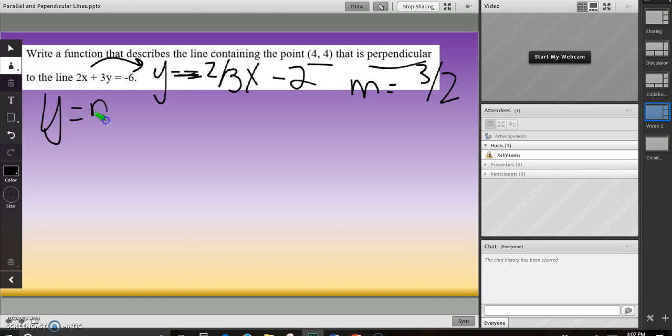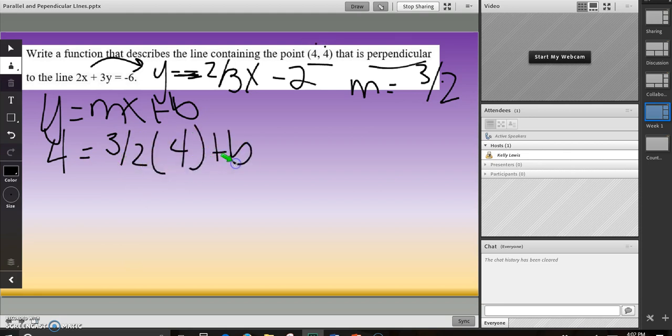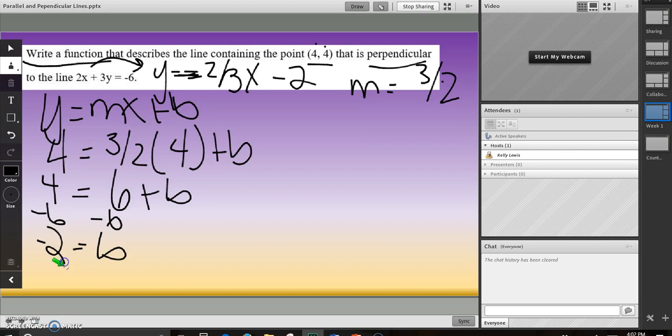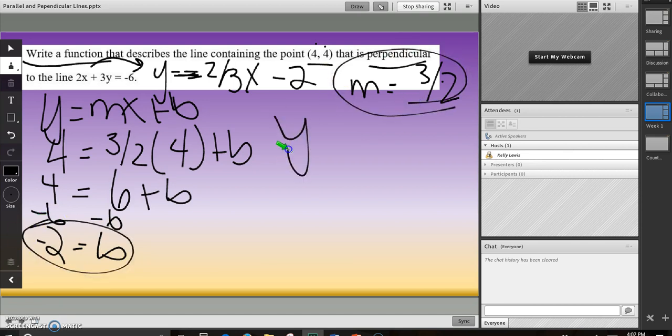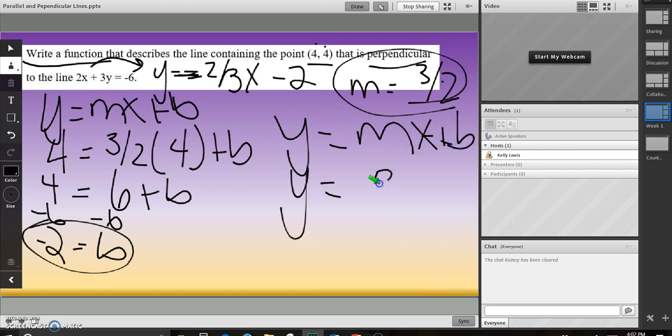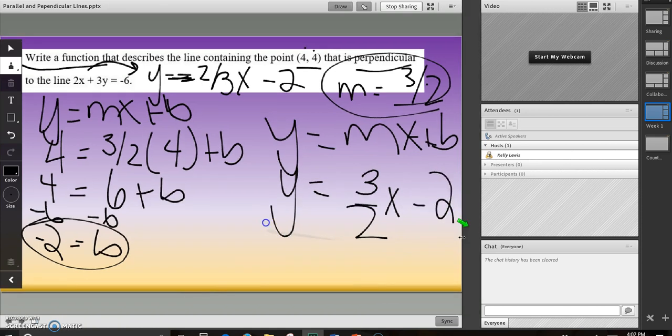So y equals mx plus b. My y is 4, my m is 3/2, my x is 4, and I don't know b. That's what I'm trying to find out. Write a function, so same as an equation. So 3/2 times 4. On my calculator, I'm going to write parentheses 3 divided by 2, times 4 is 6, plus b. So I'm going to subtract 6 on both sides, so I get negative 2. So I have my slope and my y-intercept. That's all we need to write an equation. So my equation is 3/2 x minus 2.